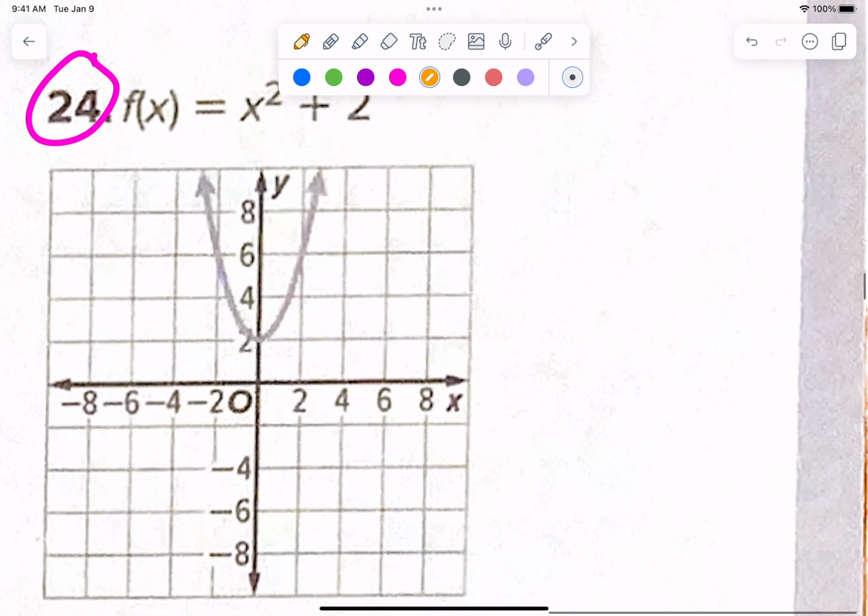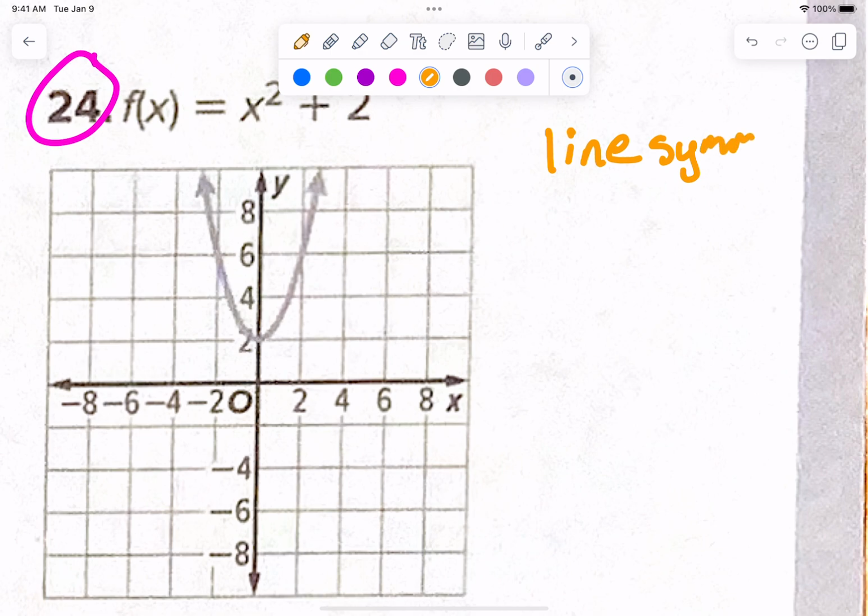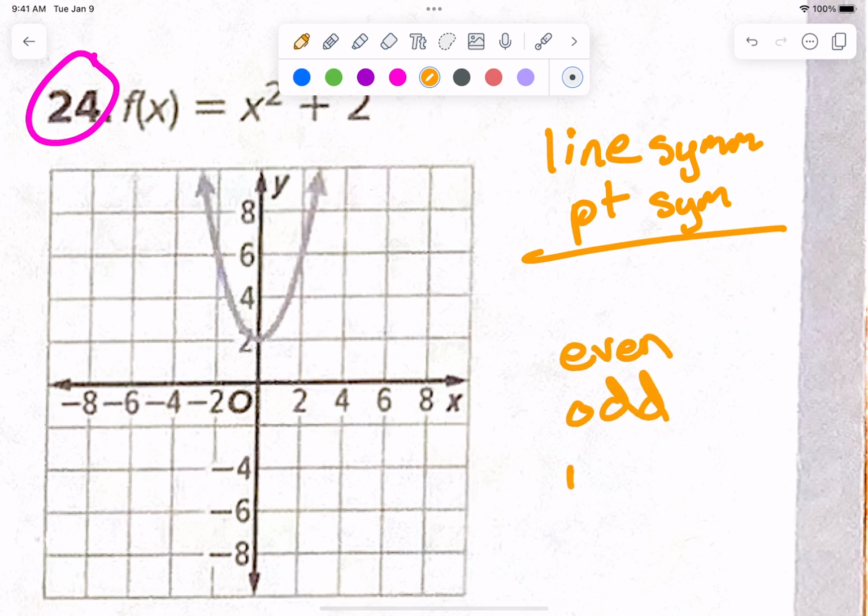All right, this guy. Let's talk about line symmetry or point symmetry. That's line symmetry. Figure out which one he is, and then is he even, odd, or neither? Can you see this function? There he is. That graph. Line symmetry, point symmetry, and then is he even, odd, or neither?